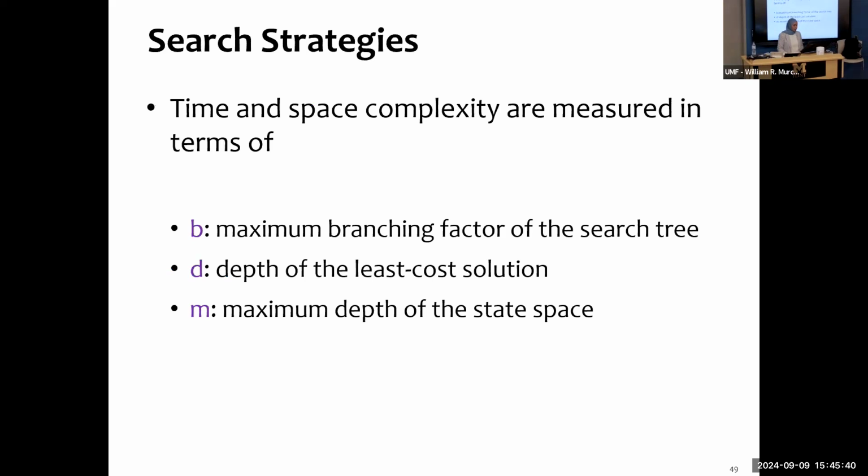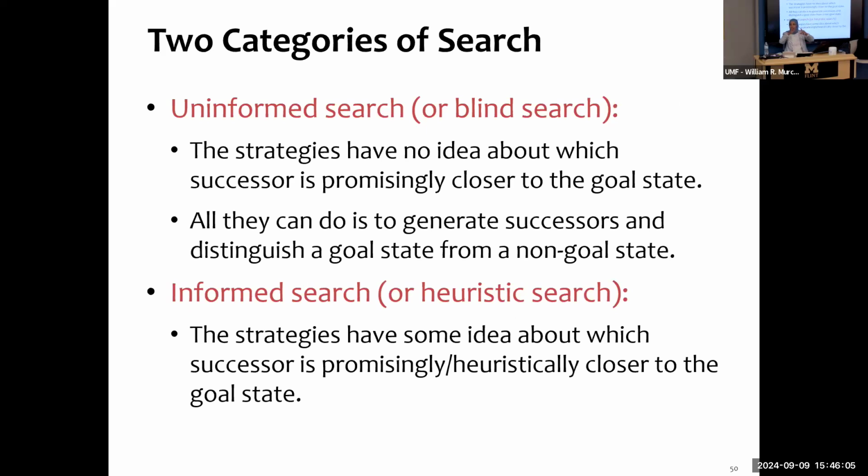And here also in the tables, you may see at the end, we may have some notation, for example, B in order to measure the complexity of time and space, which is the maximum branching factor of the search tree, D for the depth of the least cost solution, and M for the maximum depth of the state space. We'll see this later because we'll have the final equations that represent the order of n, how much is the complexity.